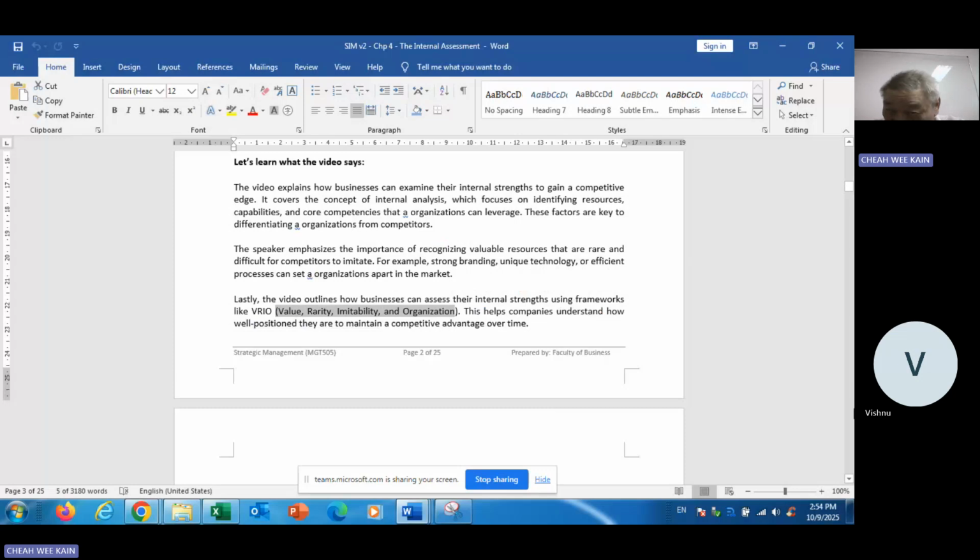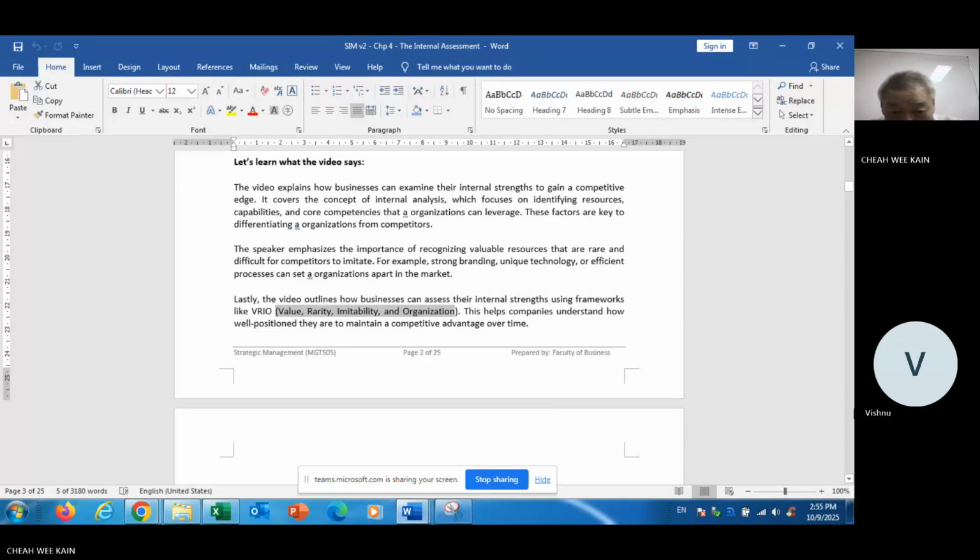No other people have this patent. So it is a good value, and it is rare. Other people cannot come out with the same pattern easily. It's not easy to copy by others. And organization: your organization is strong enough to make use of this patent. Okay, so we call it a VRIO.